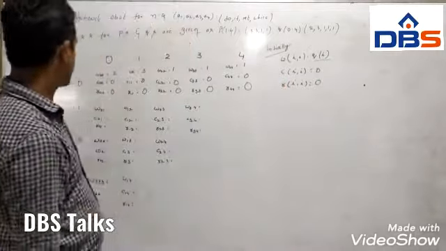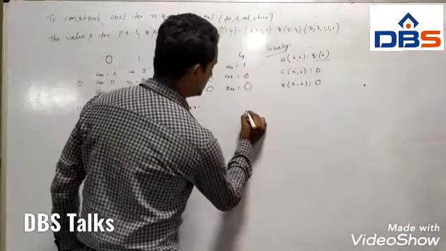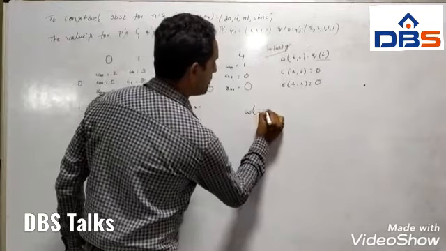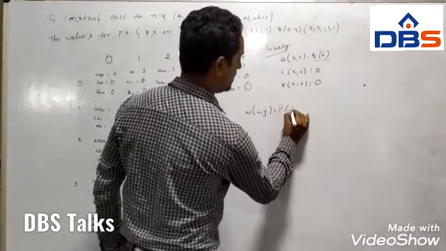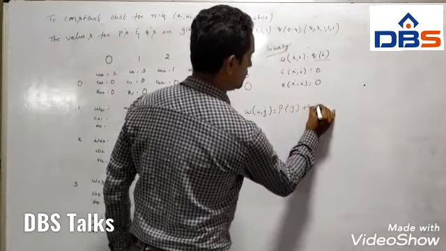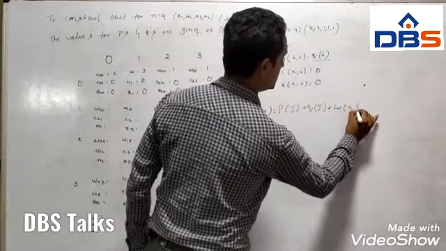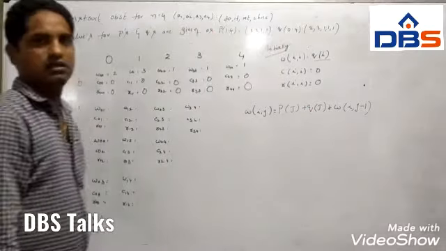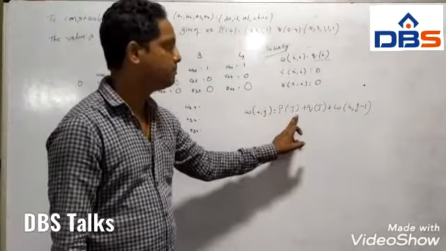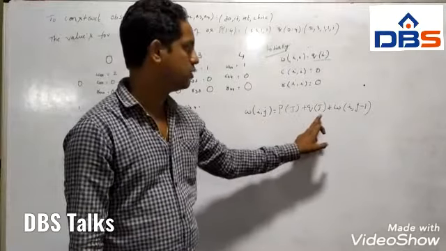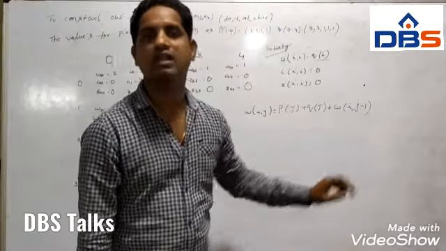Okay, now we construct W of 0 1. W of i comma j equals P of j plus Q of j plus W of i comma j minus 1. So we construct W of i comma j using the formula P of j plus Q of j plus W of i comma j minus 1.